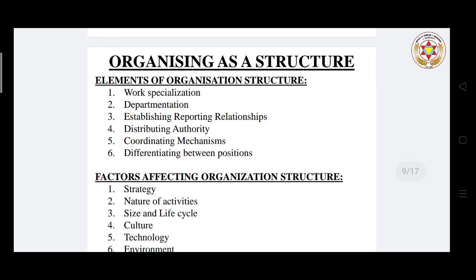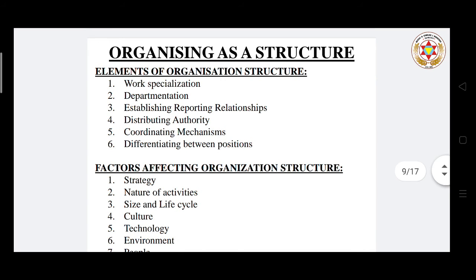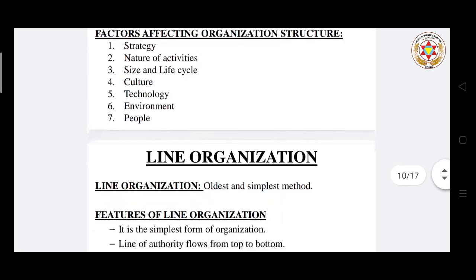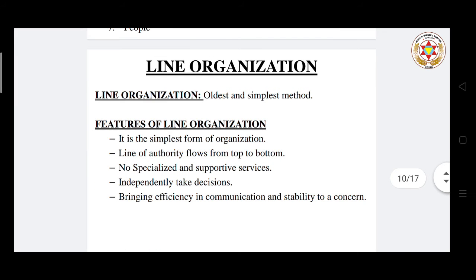Management process. So organizing as a structure, the elements are the work specialization, departmentation, establishing reporting relationship, distributing authority, coordination mechanism, differentiating between the positions. The factors which affect the organization structure are the strategies, nature of activities, size and life cycles, cultural, technological, environment, and people. Well, there are different types of organization structure.